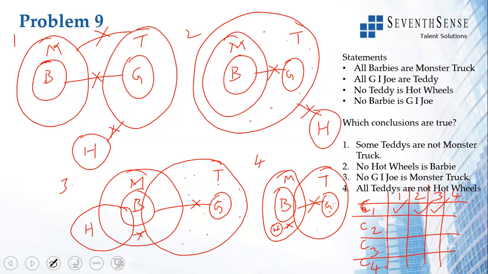Okay, that part can't be teddy. So you will have that true. So first one will be true. No Hot Wheel is a Barbie. See, Barbie and Hot Wheels is not true here. So it's correct. No Hot Wheel is a Barbie. So it is true. But if you see here, there are Hot Wheels which are Barbies. Hence, this conclusion is false. This is true. Some teddies are not monster trucks.